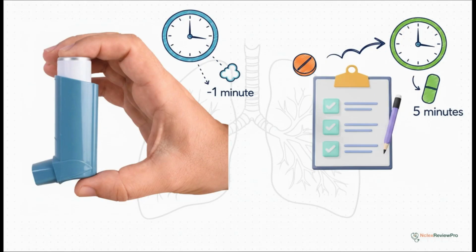And it's not just the order, the timing matters too. There are two simple rules here. If you're giving 2 puffs of the same drug, like 2 puffs of albuterol, you wait 1 minute in between. But if you're giving 2 different drugs, like our bronchodilator and then our steroid, you need to wait about 5 minutes in between.